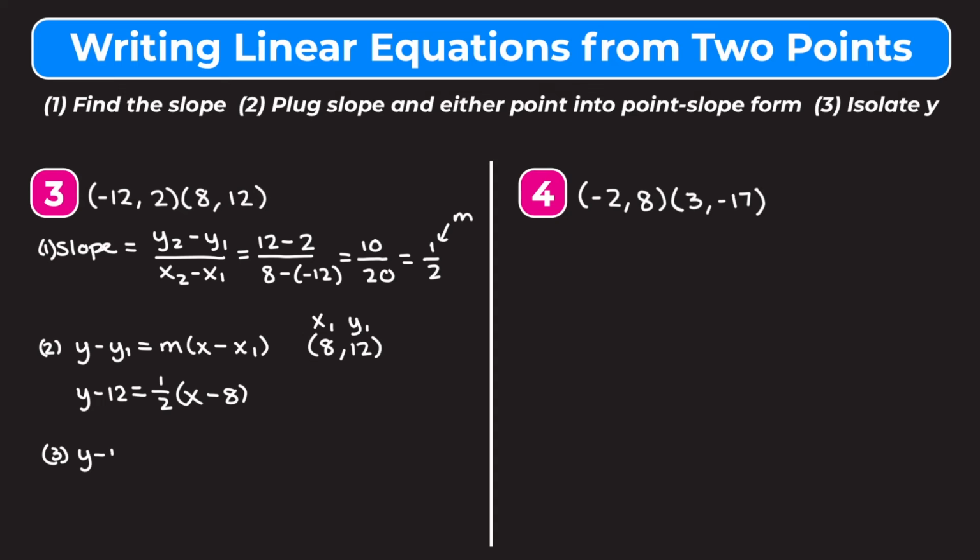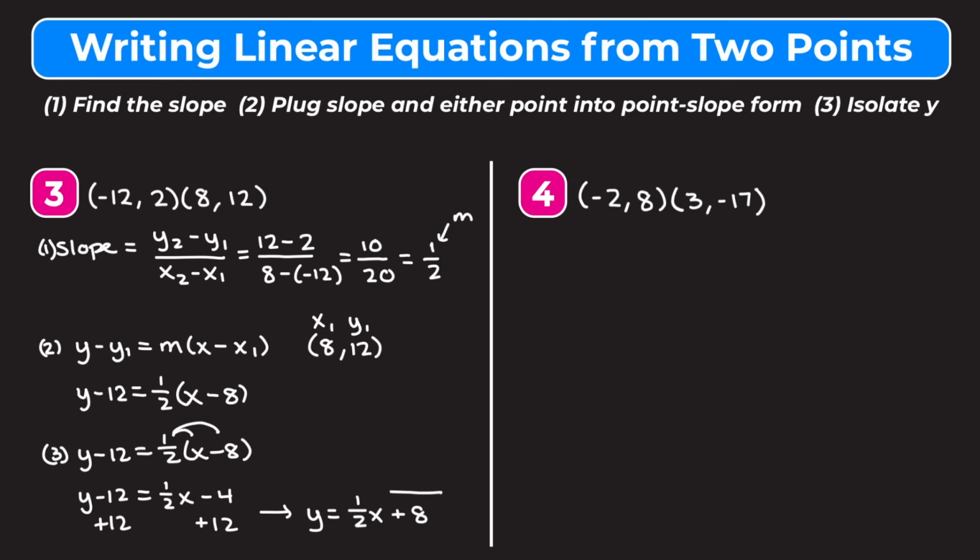So I have y minus 12 equals 1/2 times x minus 8. I'm going to start by distributing this 1/2. So on the right side, 1/2 times x is 1/2 x. 1/2 times negative 8 is negative 4. On the left, I still have y minus 12. And then I'm going to add 12 to both sides of my equation, and I'll write my answer over here. On the left, we're left with y, which is what we want. On the right, we have 1/2 x, and a negative 4 plus 12 is going to give us plus 8. So we get y is equal to 1/2 x plus 8.